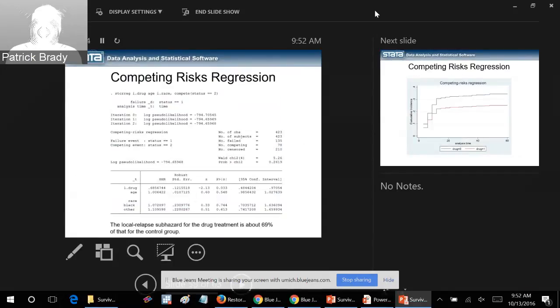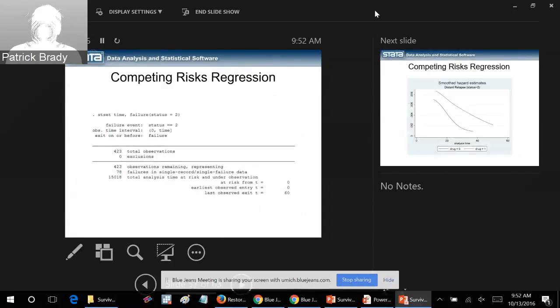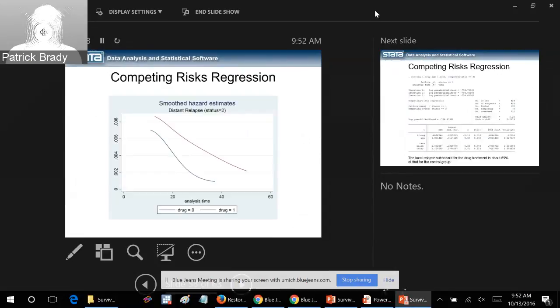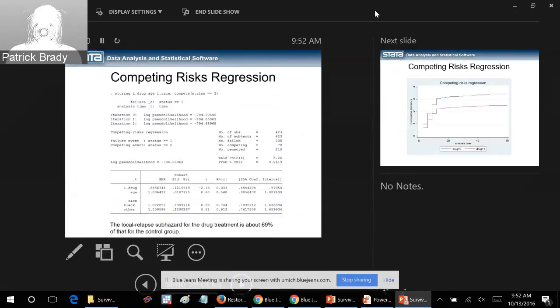Essentially what we're doing with that is treating it as 2 versus everything else, or 1 versus everything else. So in that sense, you're treating it as though you have 2 separate analyses: the event of interest versus censored, and the other event of interest versus censored. But it's a way you can take that into account. If you want to actually calculate these cumulative incidence functions, though, you can use the STCR-REG command.